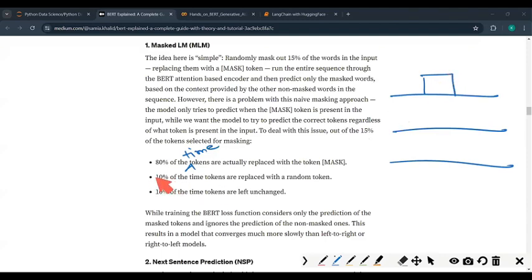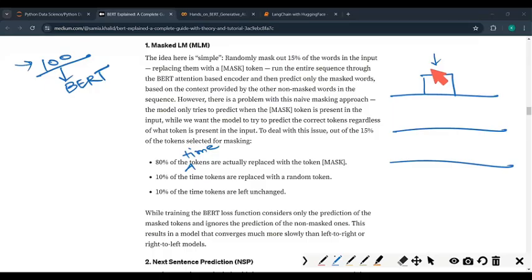Then 10% of the statements will not be masked, but replaced with random words. In place of the actual word, we will put another word, but masking will not be done. And then 10% of the time, for the remaining 10 sentences, we won't do anything. So what we are saying is, if I give 100 statements to BERT, 80 out of these 100 statements will be replaced with the masking, right? There will be masking in 80% of the statements.